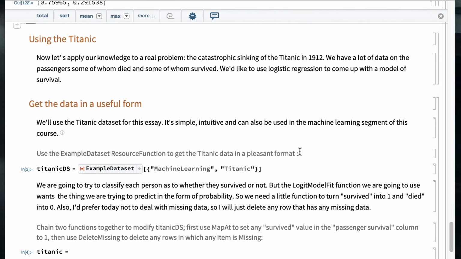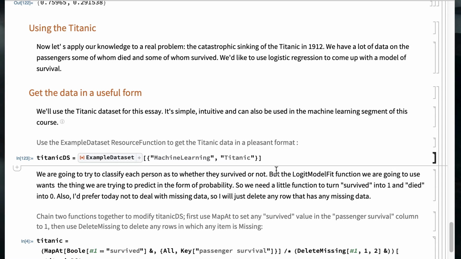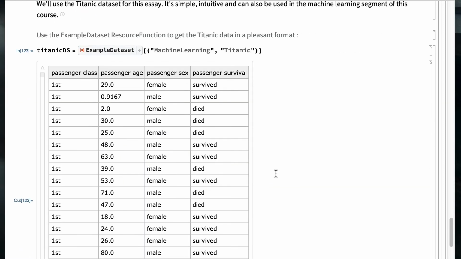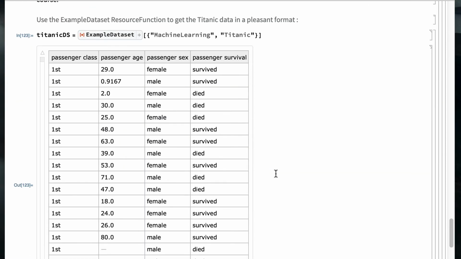Let's do something a little more complicated than the toy problem. Let's try to come up with a model that predicts whether you were going to live or die on board the Titanic, which went down in 1912 and produced many movies. All right, so let's get the data. There's our data. It's a built-in data set.